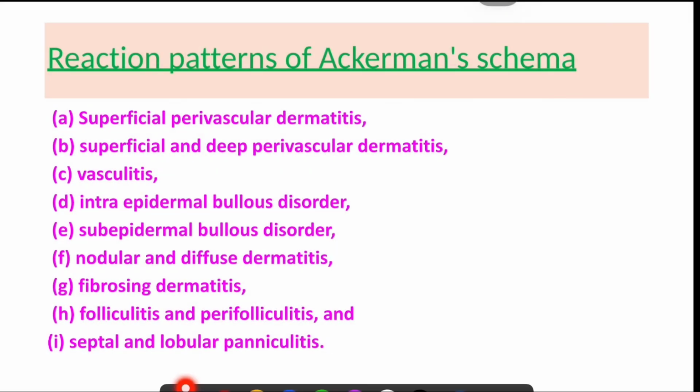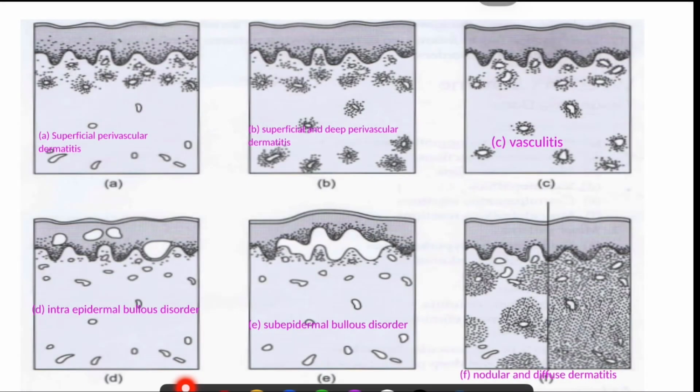Now, according to Ackerman's schema, this list shows: superficial perivascular dermatitis, superficial and deep perivascular dermatitis, vasculitis, intraepidermal bullous disease, subepidermal bullous disease, nodular and diffuse dermatitis, fibrosing dermatitis, folliculitis and perifolliculitis, and septal and lobular panniculitis. So, here in this figure you can identify these patterns one by one.